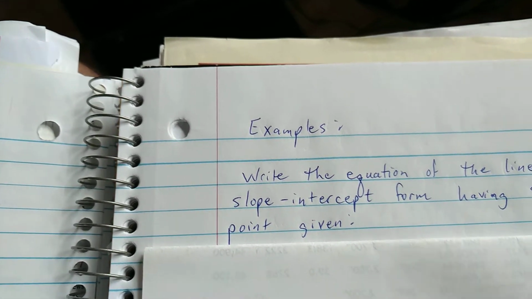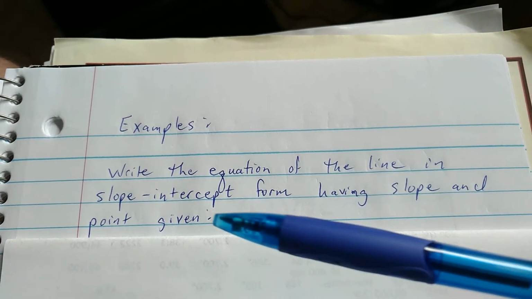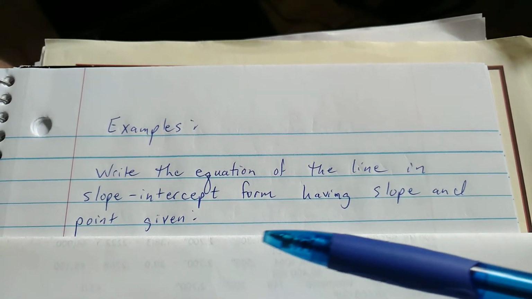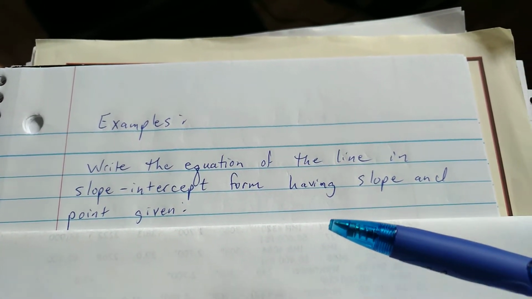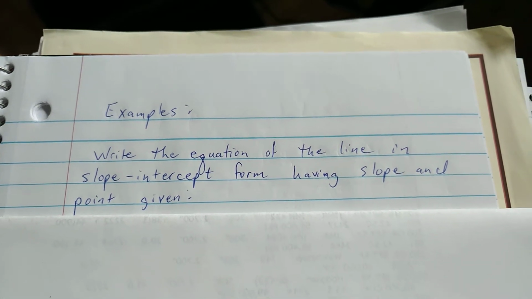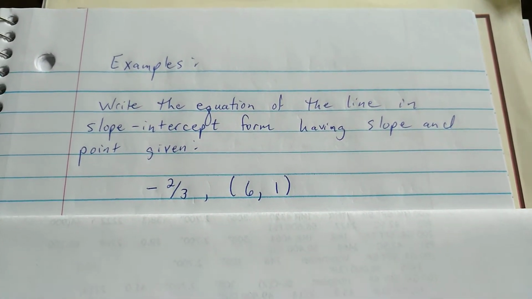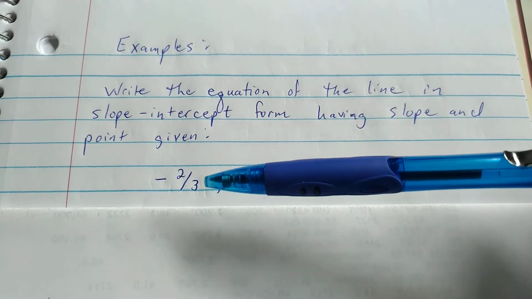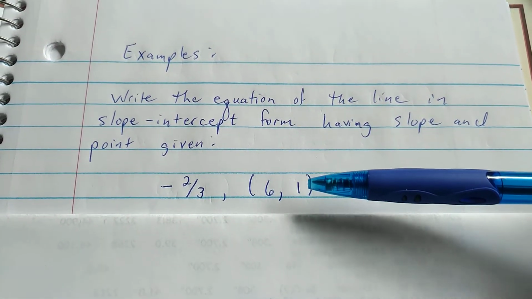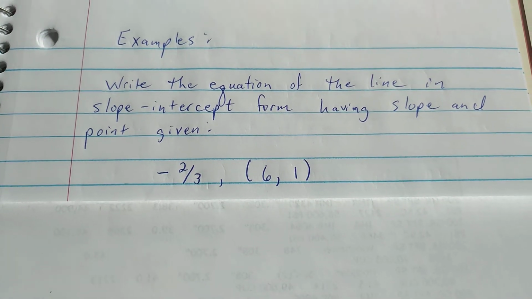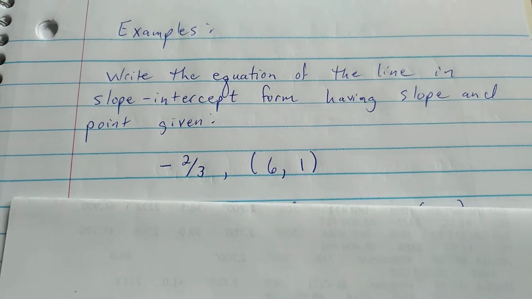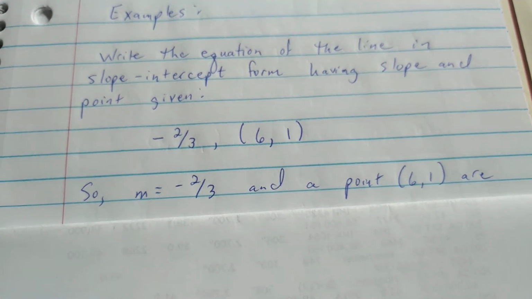Let's go to some examples. We're going to write the equation of the line in slope-intercept form that has a slope and point given. This is very similar to the directions that you'll read for some of your problems. So in this example, the slope given is negative 2/3. The point given is the ordered pair 6, 1. The x-coordinate is 6, the y-coordinate is 1.